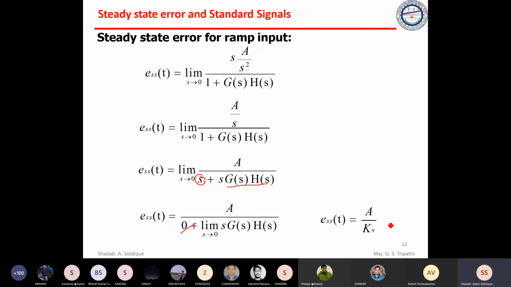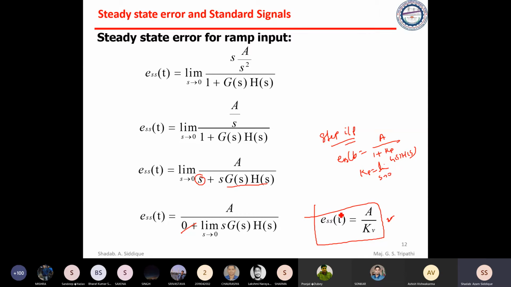So ess is A divided by Kv, where Kv is equal to limit s tending to 0 of s into G(s) into H(s). That is the ess for the ramp input. For the step input, what was the error? ess is equal to A divided by 1 plus Kp, where Kp is equal to limit s tending to 0 of G(s) into H(s).